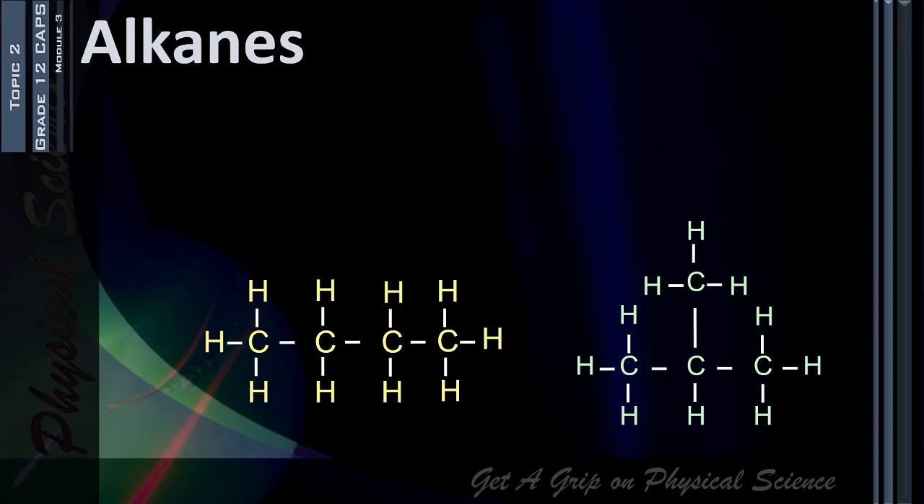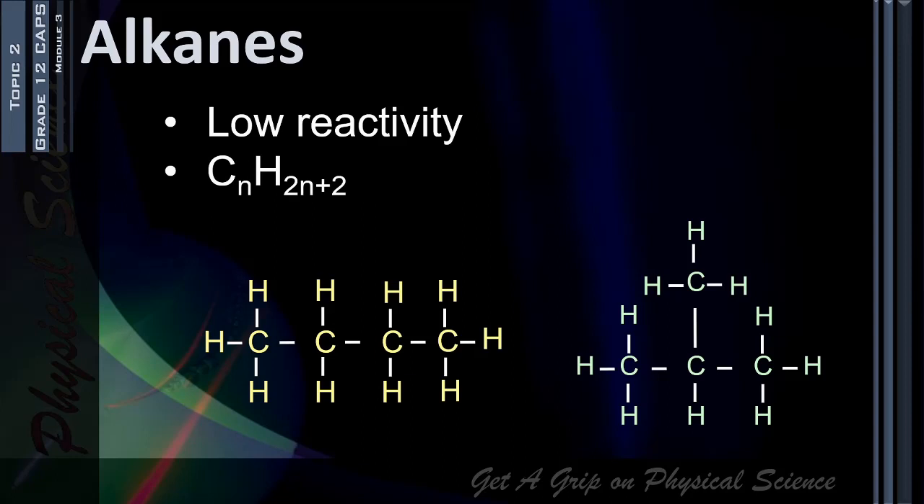You know how to test for saturated hydrocarbons with bromine water, and you saw that alkanes have a very low reactivity. We also know that the general formula for alkanes is CnH2n plus 2, so double the amount of hydrogens compared to the carbons plus another 2. And if you cannot remember this general formula, just draw any alkane and count the amount of carbons and count the amount of hydrogens, and you will see that there will be double the amount of hydrogens plus another 2.